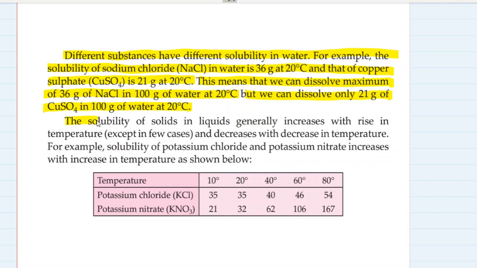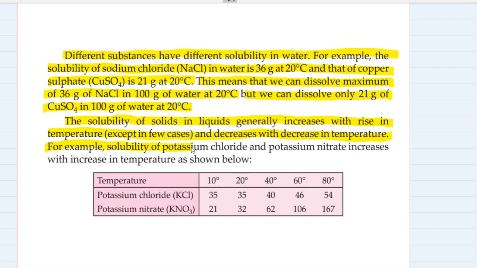Okay, the solubility of solids in liquids generally increases with rise in temperature, except in few cases, and decreases with decrease in temperature. So we saw that when we were adding salt to a container of water, and when we increase the temperature of that container, more amount of solute could be dissolved. That means solubility of a solid increases with rise in temperature, but there are exceptions.